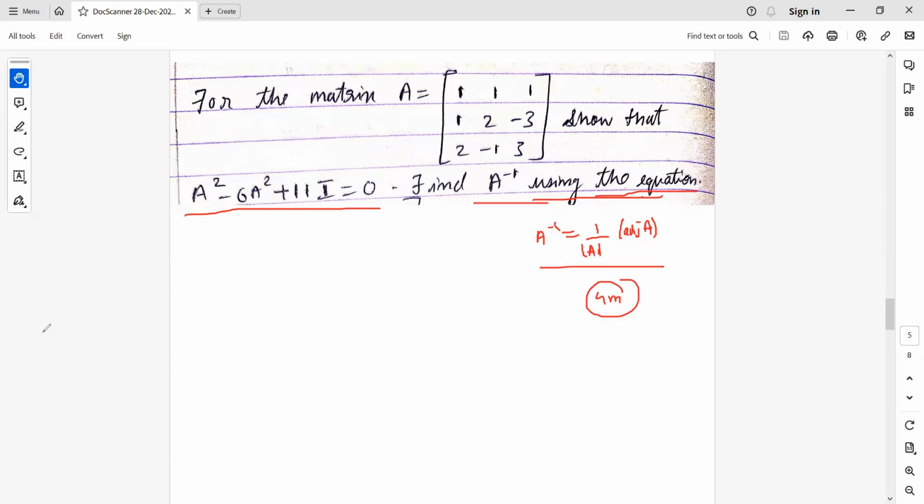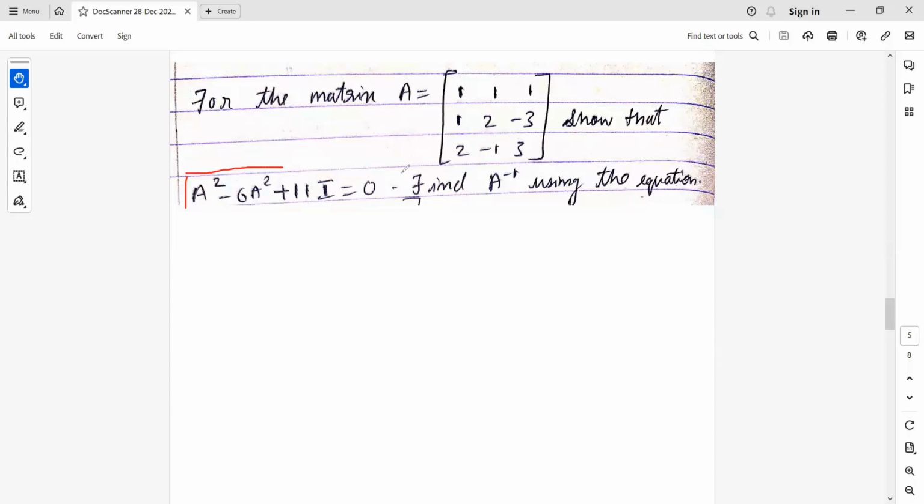So pay attention. Try to understand how to do it. This part I am not explaining because you already know how to make it equal to 0. Okay, how to prove it is equal to 0. There is a little change in the question.